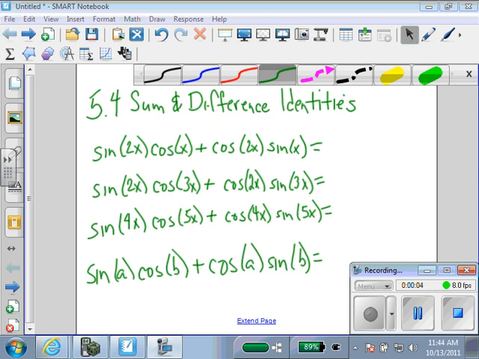5.4, Sum and Difference Identities. So today we're going to look at some new identities using our calculator.